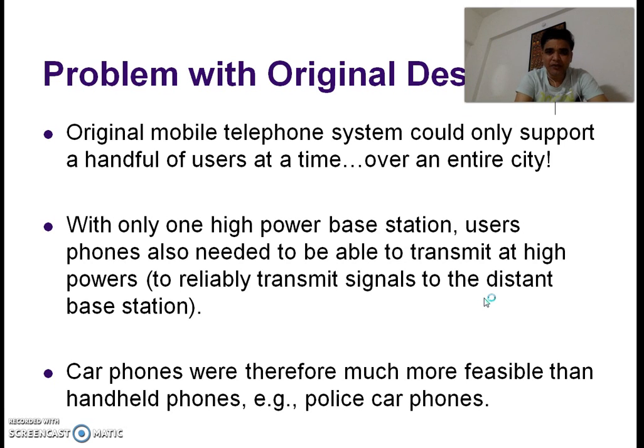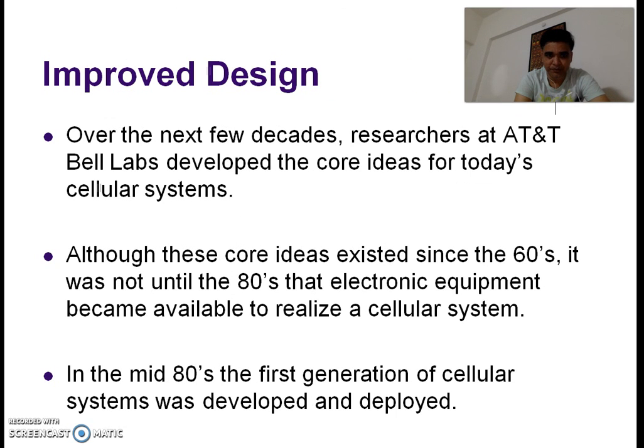The original mobile telephone system could only support a handful of users at a time over an entire city. With only one high power base station, user phones also needed to transmit at high powers to reliably transmit signals to the distant base station. Car phones were therefore much more feasible than handheld phones, for example police car phones.